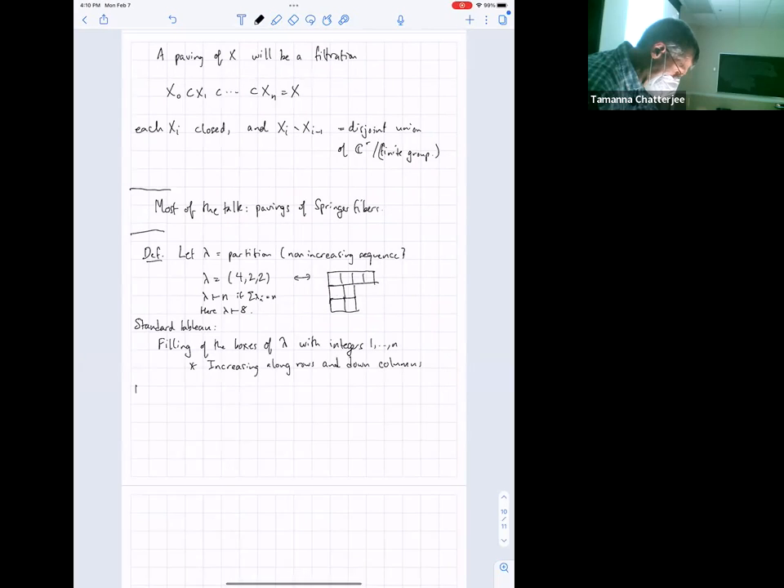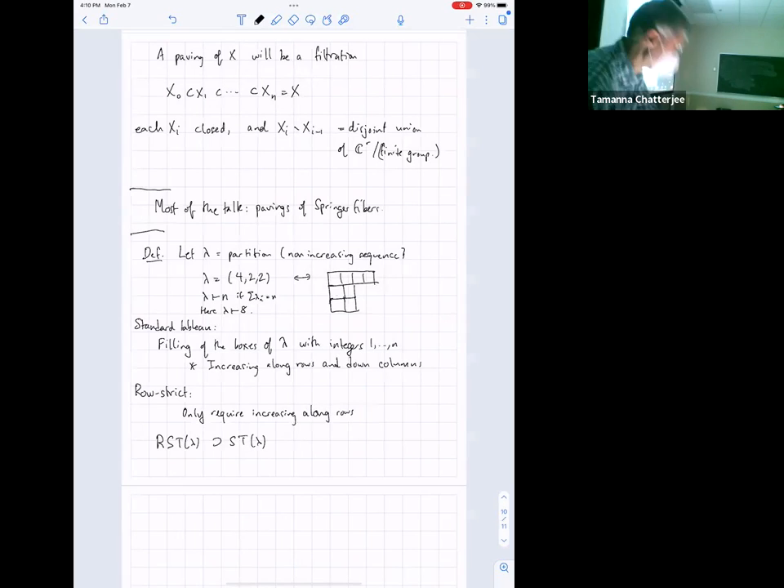And for a row strict tableau, you only require increasing along rows. So you could say the row strict RST of lambda, this is a set of row strict tableaux. This would contain the set of standard tableaux on lambda, right? I hope that notation is sort of clear. Row strict tableaux contain standard tableaux.